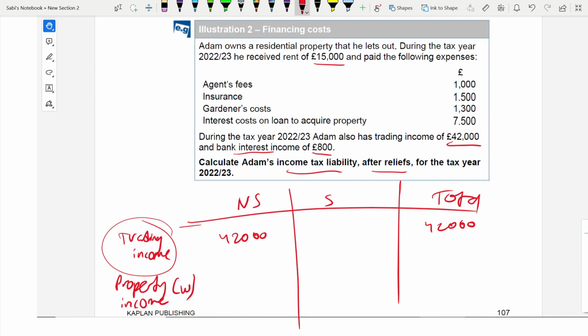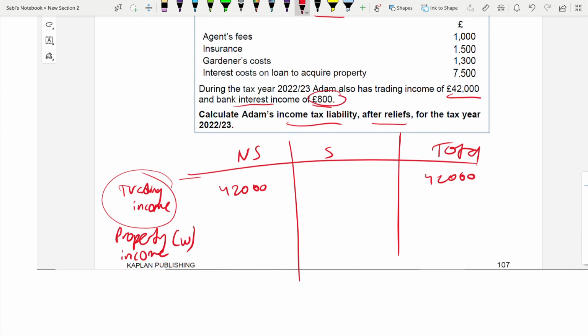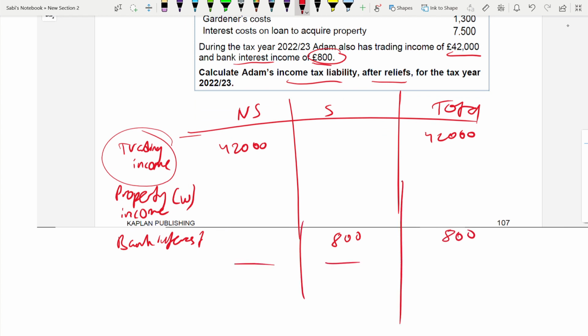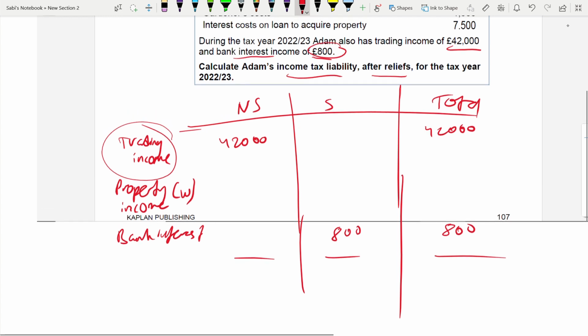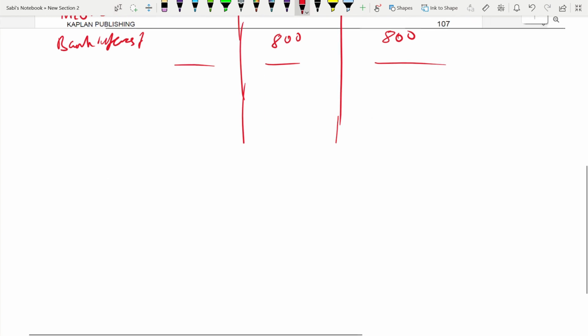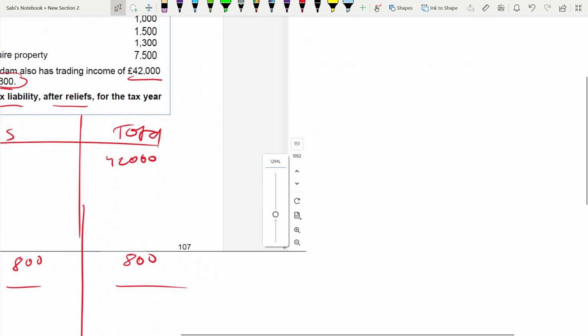Next, bank interest of 800. Bank interest is a savings income, which is 800. So straight away you can write 800 here. Then the total. Now, leave some space. We'll go down and we'll calculate the property income. You need to label the working property income.